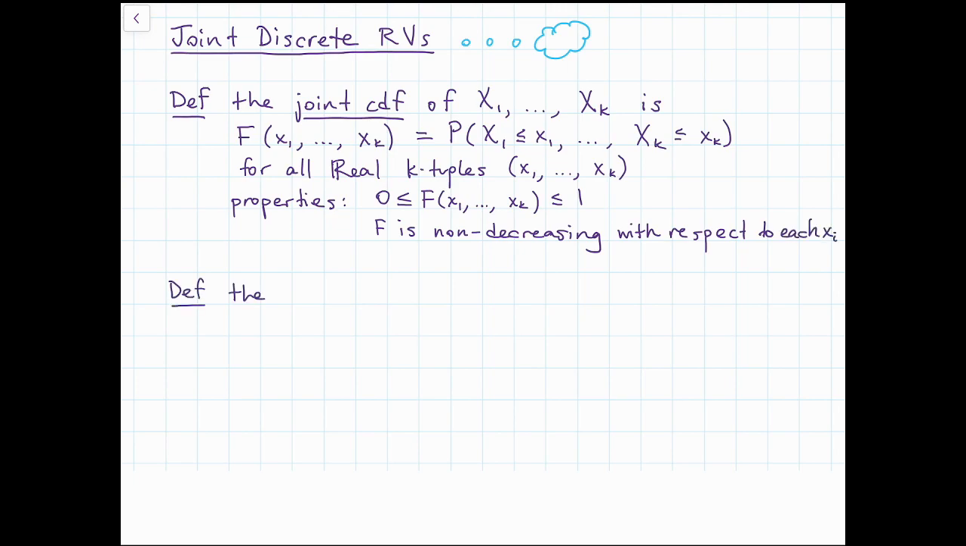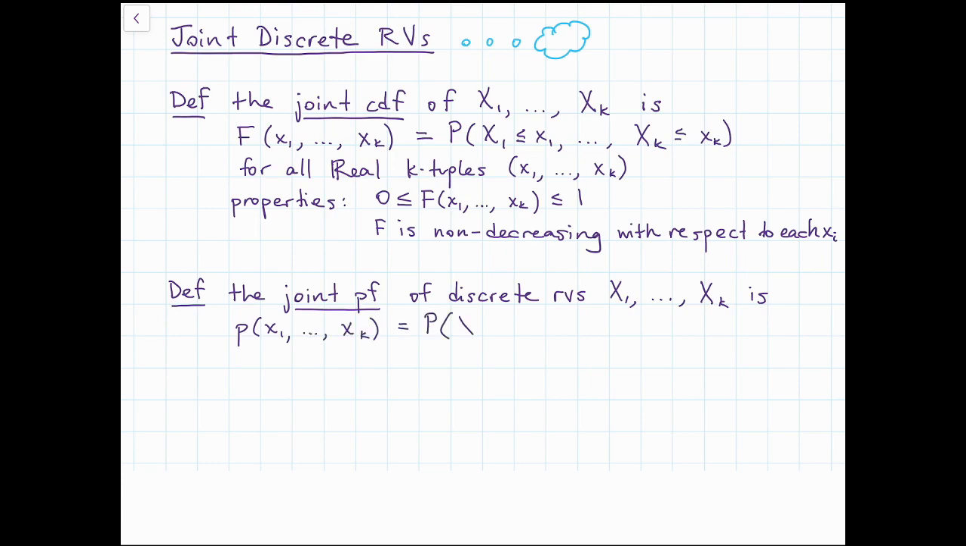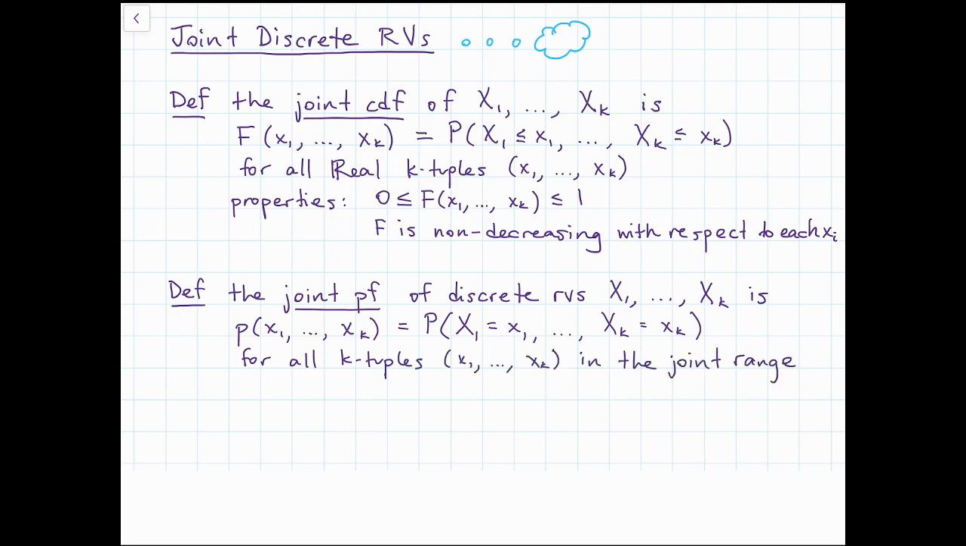If we want to know more specifically about each variable, the joint probability function of a bunch of discrete random variables x1 through xk is what we call p of x1 through xk. And that's the probability that each variable is equal to each of those values, little xi. And it's defined for all k-tuples x1 through xk that are actually in the joint range of those random variables. Not for all real x's, but for all values in the range.